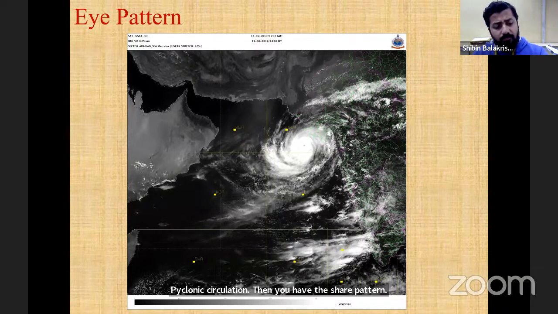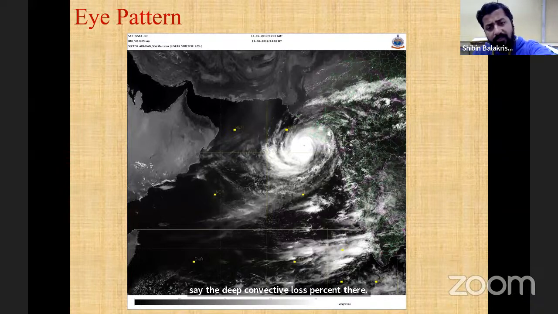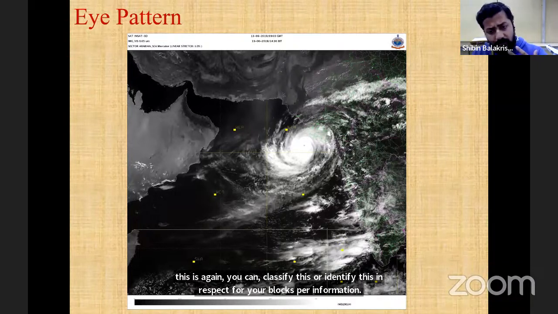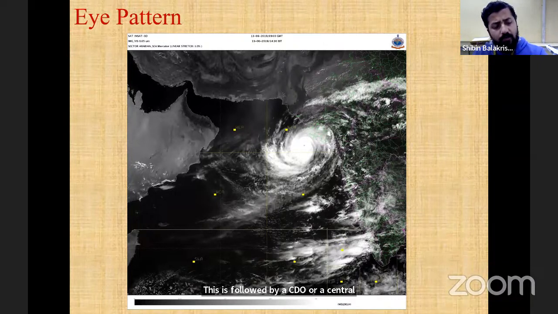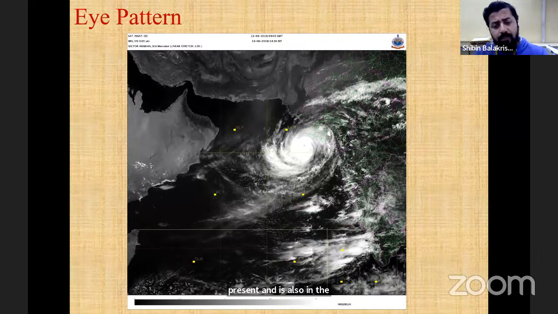The shear pattern is where you have a cyclone which is already formed, and you have deep convective clouds present there. You can identify this with respect to the log spiral information. This is followed by a CDO, or central dense overcast, where you have high cirrus clouds which form the core of the tropical cyclone and are seen in stronger tropical activity. Followed by the CDO pattern is the eye pattern. The eye pattern is the example which I've just shown you here.